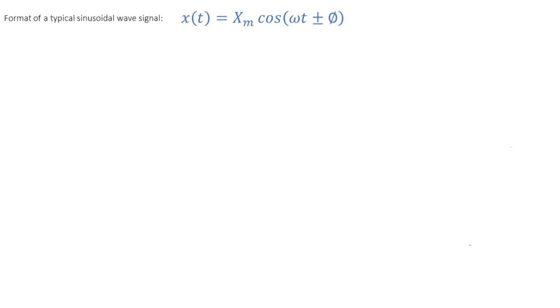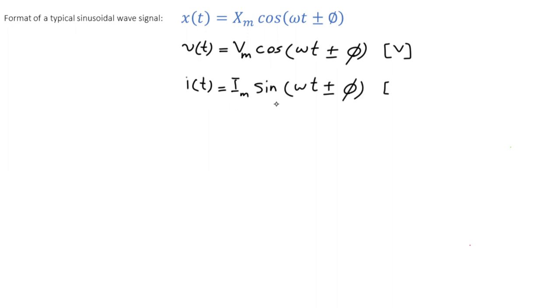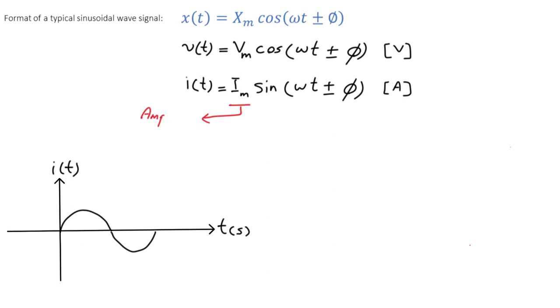The format of a voltage signal would be like this: Vm cosine of omega t plus or minus phi, and the unit would be in volts. Or if we have a current signal, its format would be like i of t equals Im sine of omega t plus or minus phi, and the unit would be in amperes. Here we could have cosine or sine, it doesn't matter. For a signal like this, Im is the amplitude and omega is the fundamental frequency.